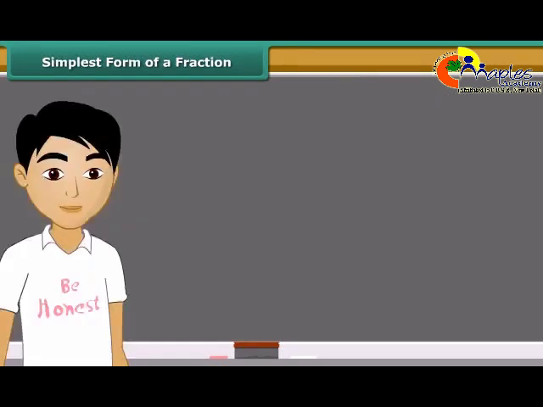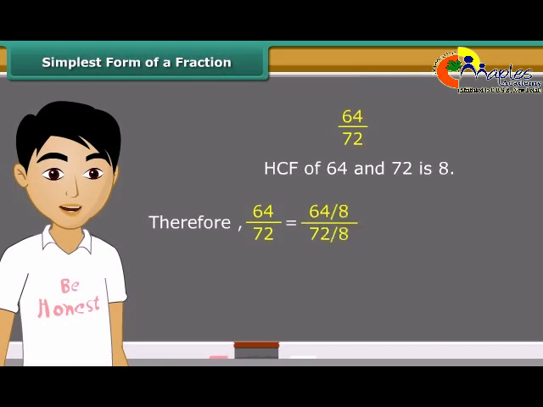Students, the second method to find the equivalent fraction in the simplest form is to find the HCF of the numerator and denominator and then divide both of them by the HCF. Consider fraction 64/72. The HCF of 64 and 72 is 8. We get new fraction 8/9 on dividing the numerator and denominator both by HCF.